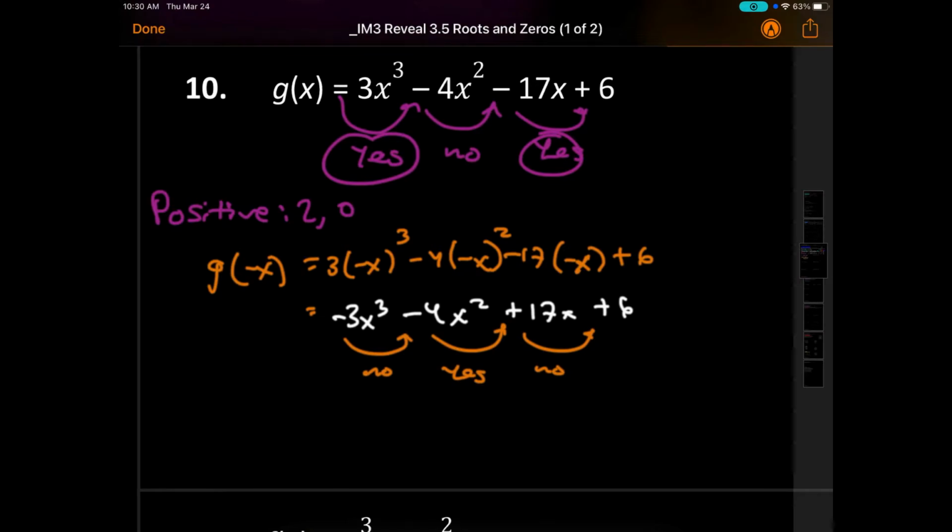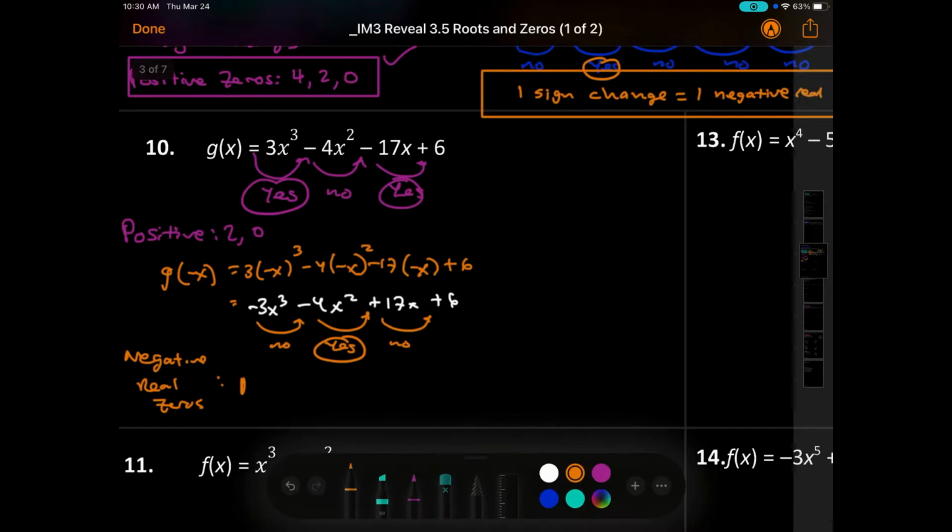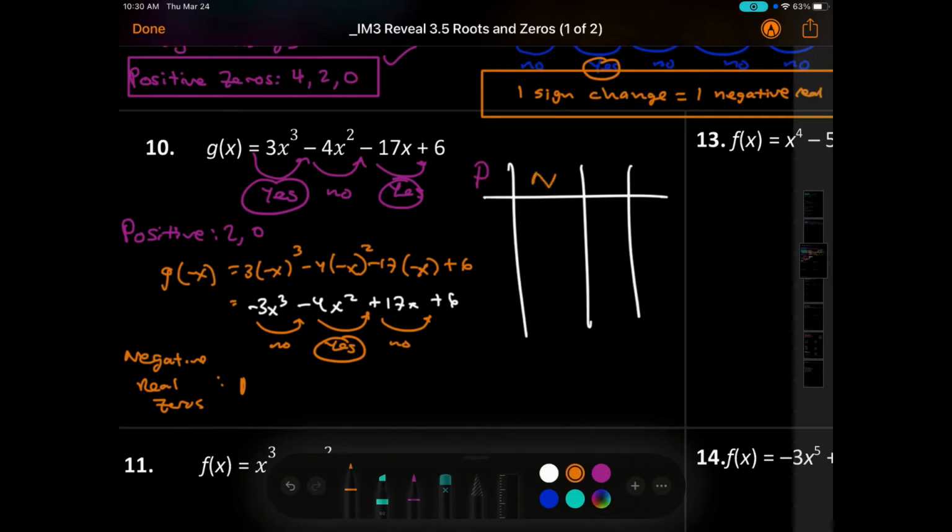Okay, so that means for the negatives, negative real zeros, we have only 1. So if we make our chart, positive, negative, imaginary, and total. So our total has to be 3.